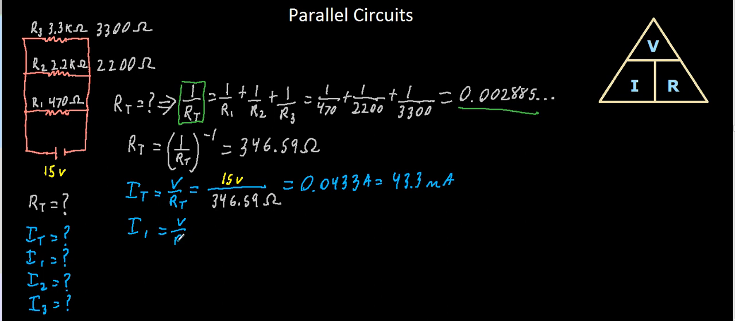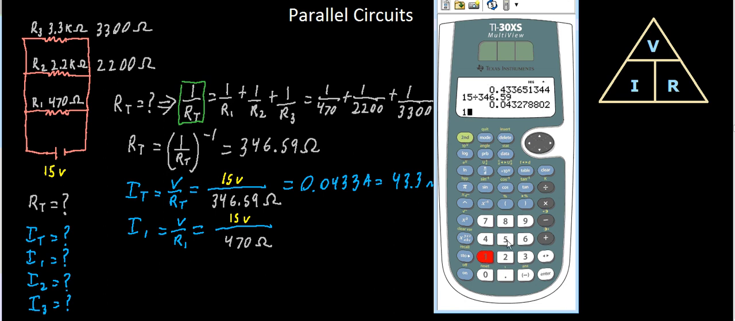We just use voltage divided by resistor 1 since it's the current running through resistor 1. The voltage is, of course, constant. I can't stress that enough, so we keep using the same voltage. And then we know the resistor one we've known since the beginning of the problem. So that's 470 ohms, and we just typed that into our calculator. And if you're wondering, well, Mr. Anderson, could I have solved for the individual currents first? The answer is yes, very easily.